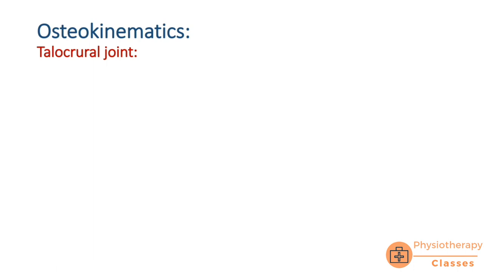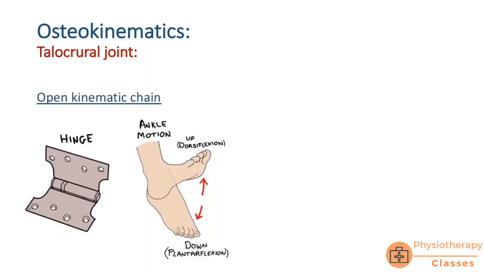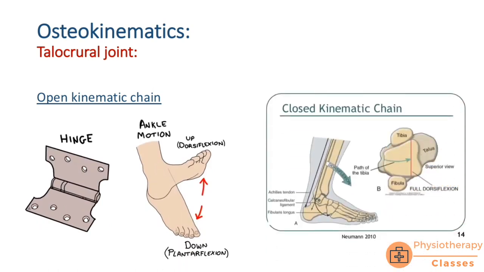So we can discuss the osteokinematics in open kinematic chain and closed kinematic chain. During open kinematic chain, the talus along with the foot moves on the tibia. Whereas in closed kinematic chain, the tibia moves on the talus because the foot will be fixed on the ground. Because of these differences, the arthrokinematics will be different during open kinematic chain and during closed kinematic chain. This dorsiflexion and plantar flexion occurs in the sagittal plane and coronal axis, and the range of motion is about 20 degrees of dorsiflexion and about 0 to 50 degrees of plantar flexion.